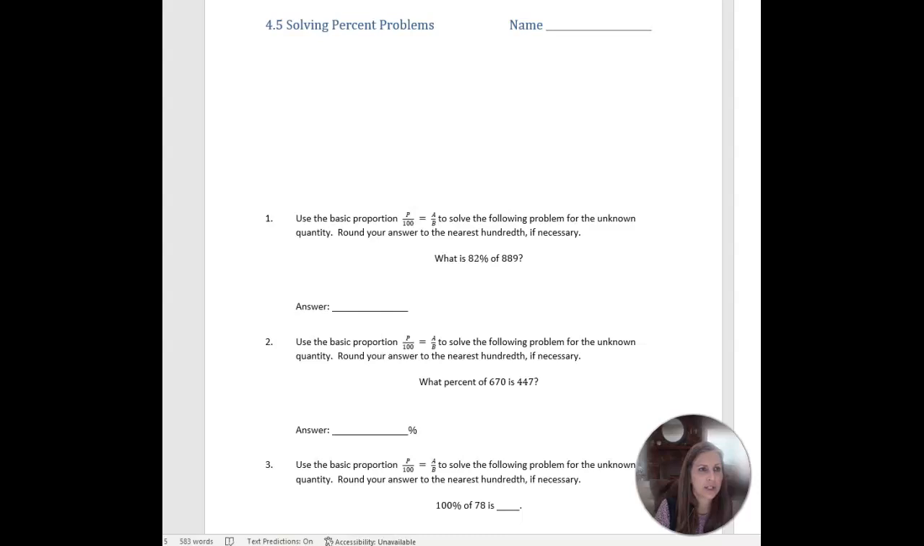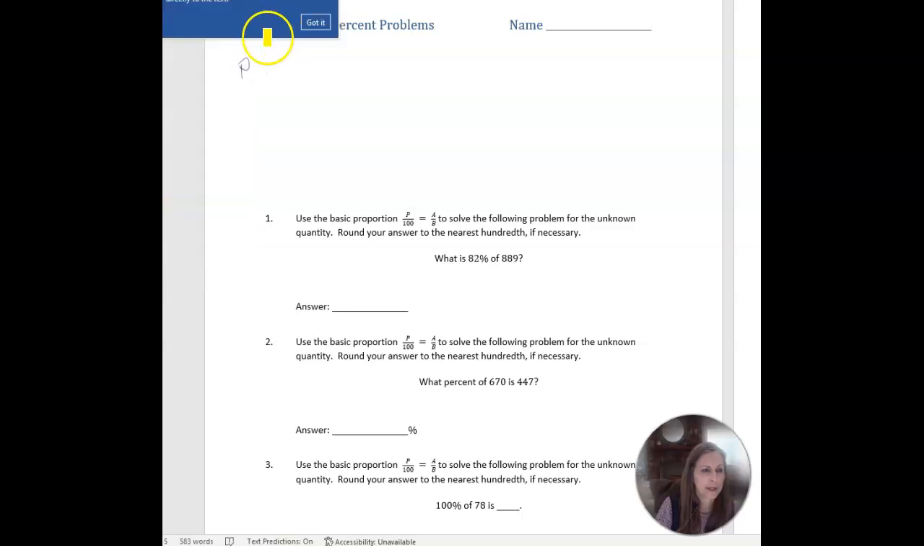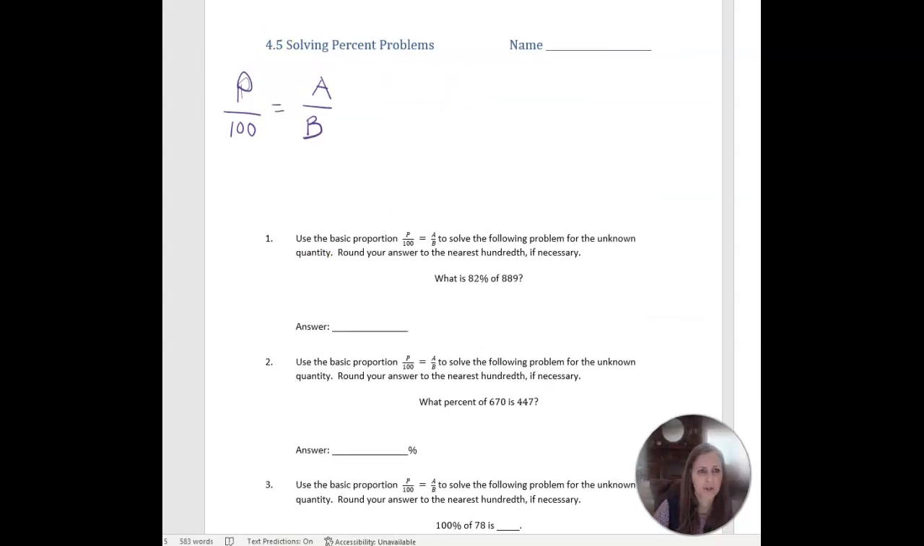So let's get started. Hawks uses this formula. It's called P over 100 equals A over B. Now I'm going to be honest with you, this is not my preferred formula for percentages. I'm going to give you my preference over here. But this is what Hawks uses.